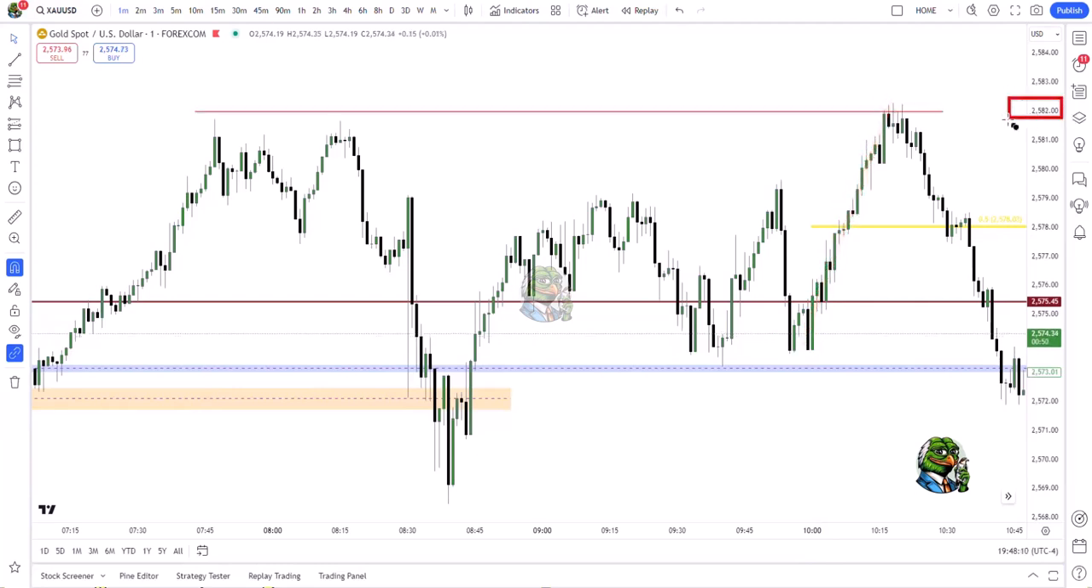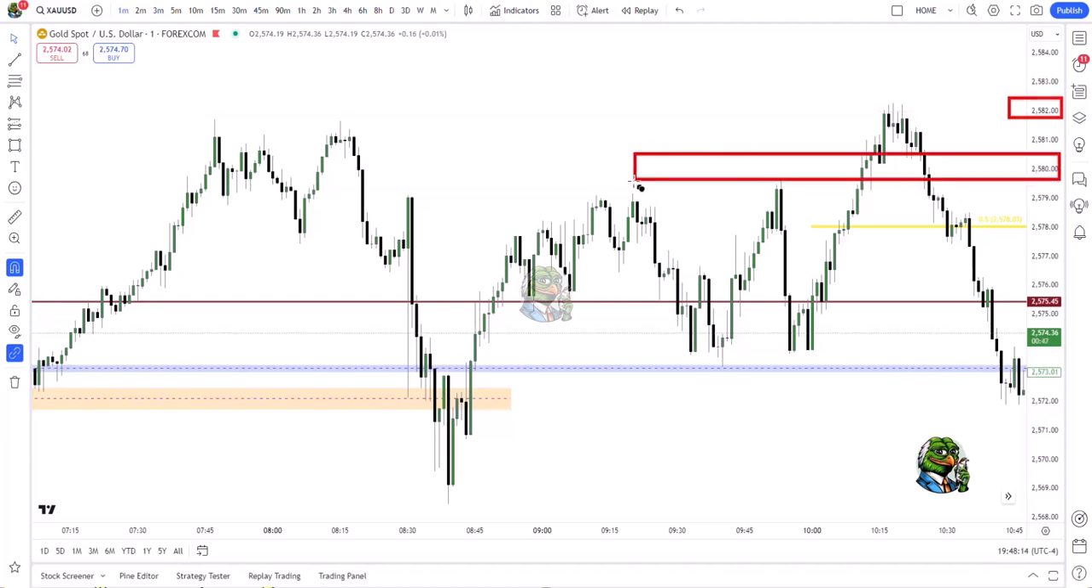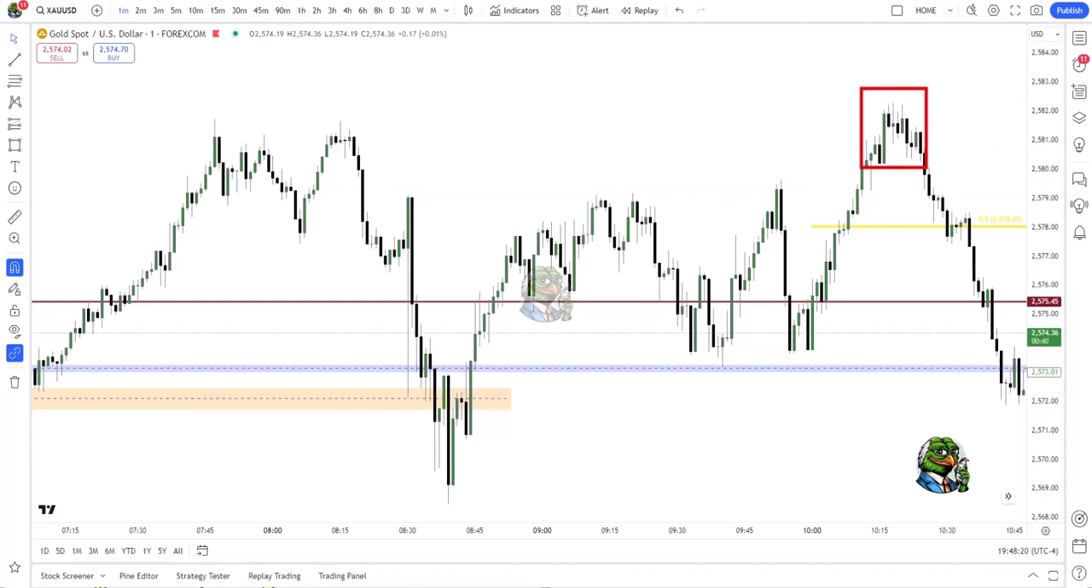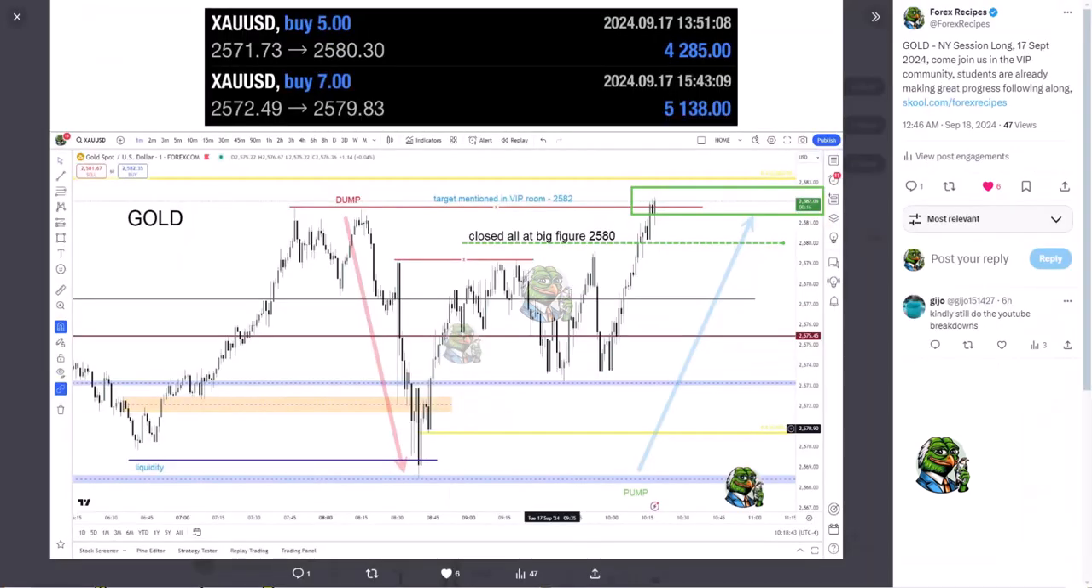I exited at 2580, big figure. As you know, I don't always wait for the ultimate target. I want to be in and out of my trades quickly. So that's why you see the exit there, where I've closed all my positions, at that 2580 big figure. So that was a nice run. You can see it here from 10 a.m. That was the best entry, 10 a.m. up to where the market takes out these equal highs.